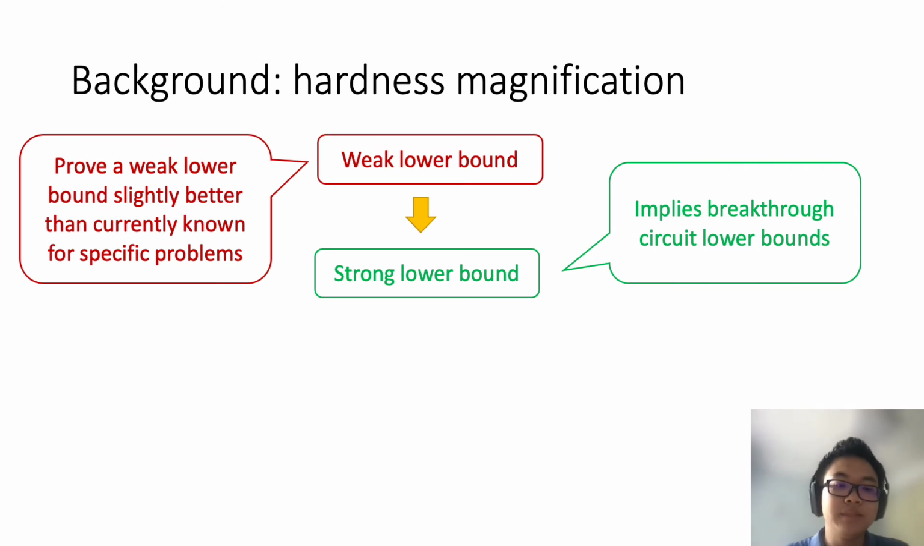Okay, now comes the second application, hardness magnification. But before I do so, I first briefly introduce what hardness magnification is. It is a recently discovered phenomenon in circuit complexity that in many cases, if one can prove a quite weak lower bound for specific problems, slightly better than currently known, then it can automatically bootstrap to a very strong breakthrough. This is quite surprising and hence received much attention recently since a work in 2018 by Oliveira and Santhanam.